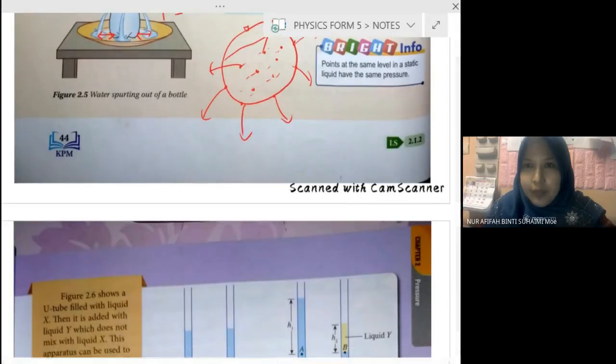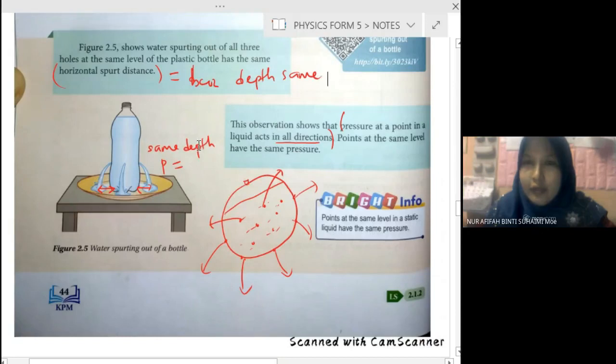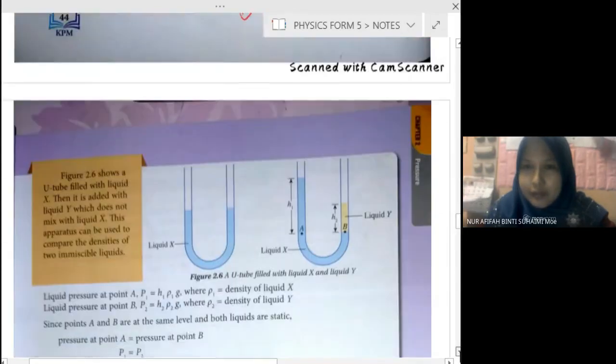Ni SPM 2018, cannot remember. Yang ni soalan comparison, soalan nombor 5, 6, 7 comparison. So yang ni senang. Dia akan bagi different diagram 6.1, 6.2. You just compare the horizontal spurt distance. Horizontal distance. Compare the pressure. Okay, this one.